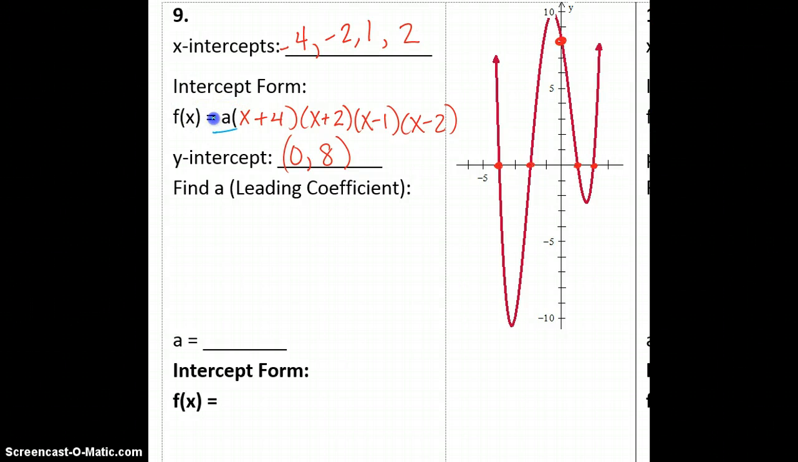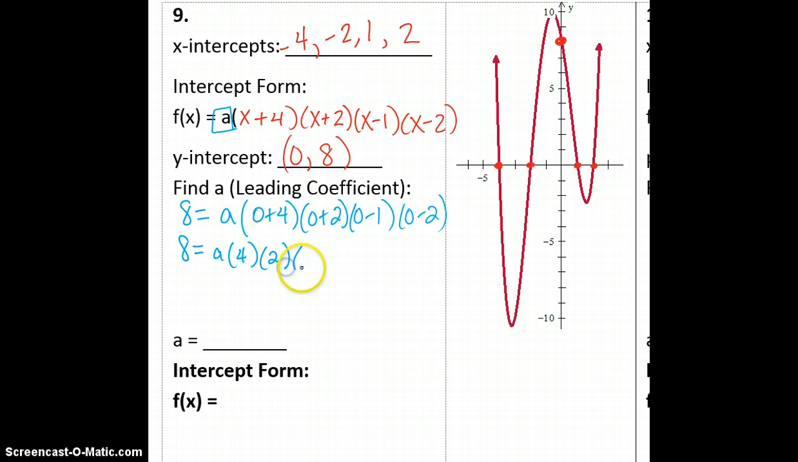We need this A. So what we're going to do is plug in the y-intercept. We're going to plug in 8 for y, and we're going to plug in 0 for x. If we plug in those points, that should be enough to give us our A. So we have 8 equals A times 4 times 2 times -1 times -2, which is 8 equals 16A, or A times 16.